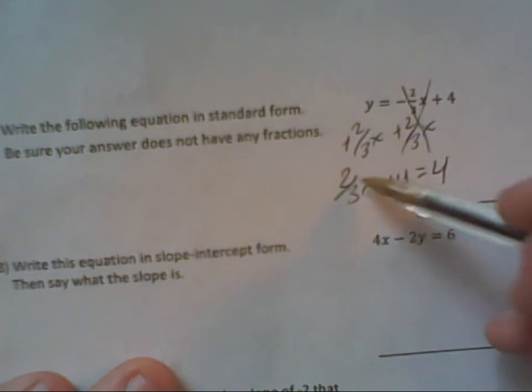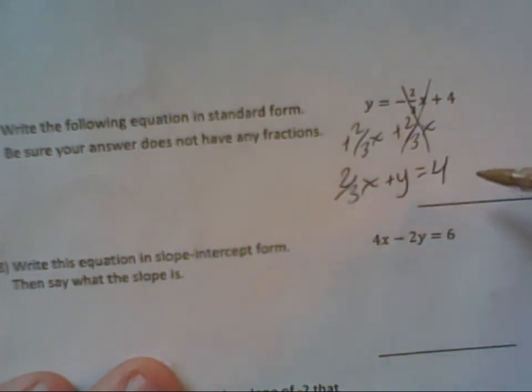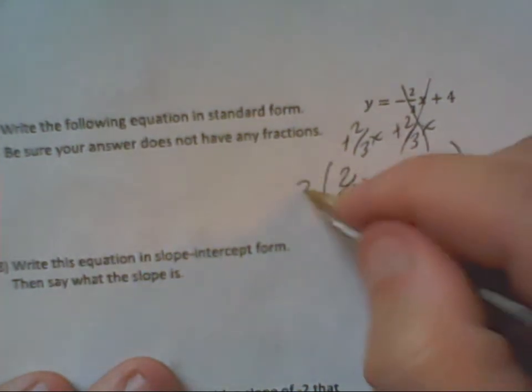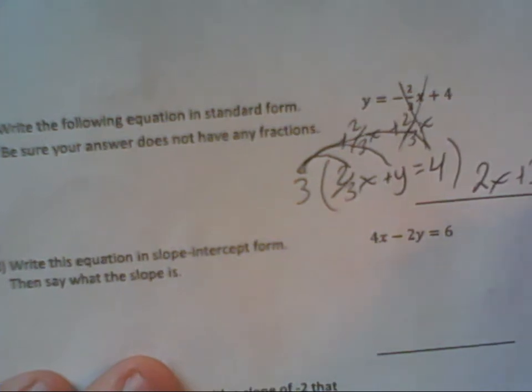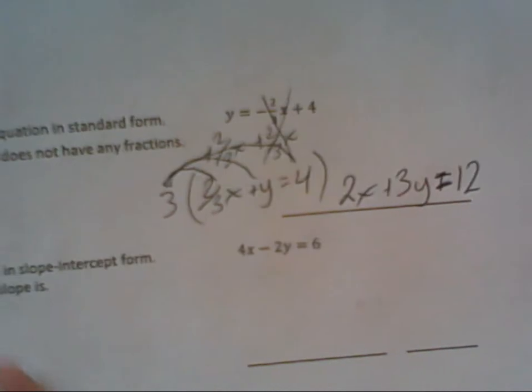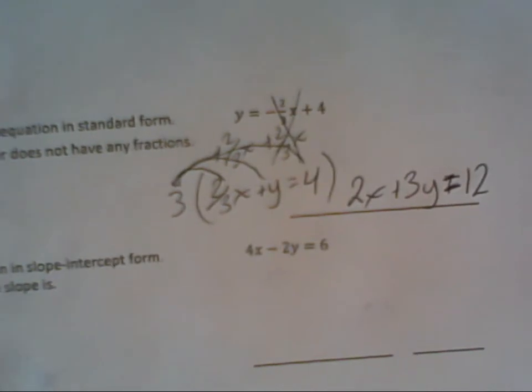The problem with this is we have a fraction here, and we want to get rid of the fraction. So we're going to multiply everything by the denominator, which is 3. 3 times 2/3 x is just 2x. 3 times y is 3y. And 3 times 4 is 12. And so we get an equation that is 2x plus 3y equals 12.